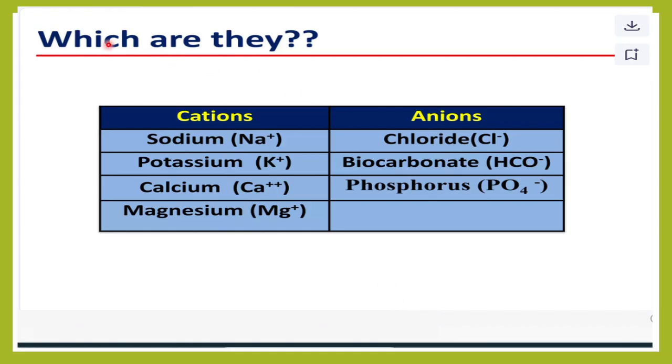So which are the electrolytes? There are certain anions and there are certain cations. Anions are those which move towards the anode, which are negatively charged, like chloride, bicarbonate, phosphorus. Cations are the ones which move towards the cathode, which are positively charged, like sodium, potassium, calcium, magnesium.